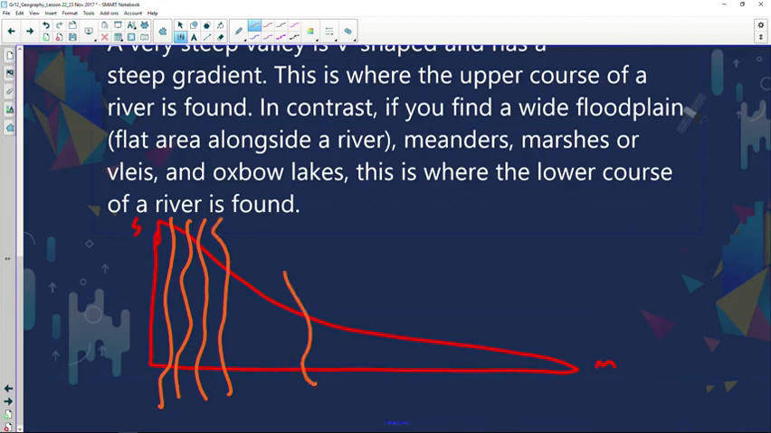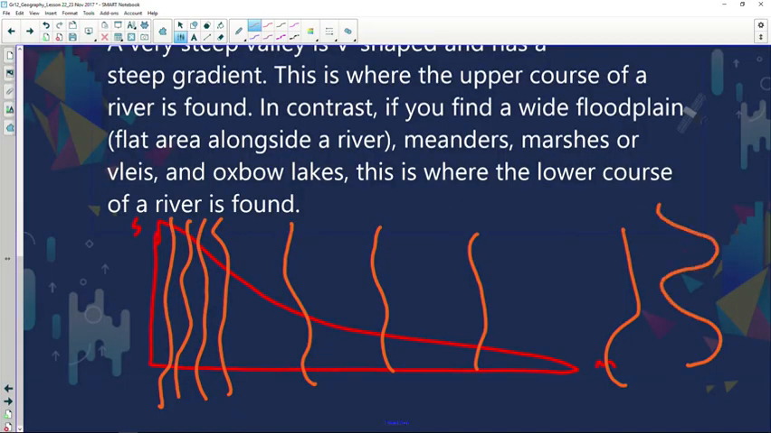And eventually as we continue, what's going to happen with the contour lines? They're going to be further apart because there's a gentle gradient. And eventually where the mouth of the river is, they're going to be far away from one another because it's a flat gradient. And then we need to look at certain characteristics of that river as well. If you look at the river in the lower course, what happens? It starts to meander. It starts to bend.